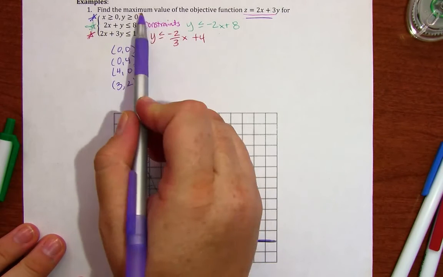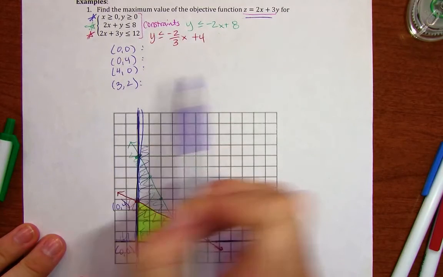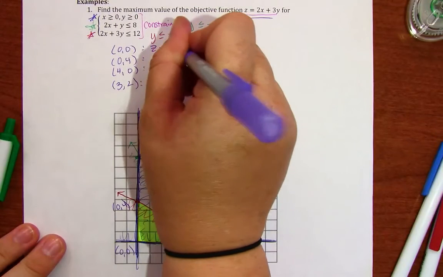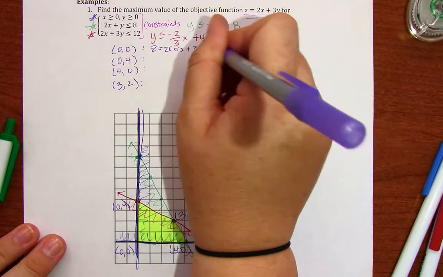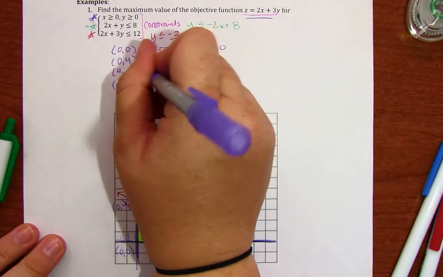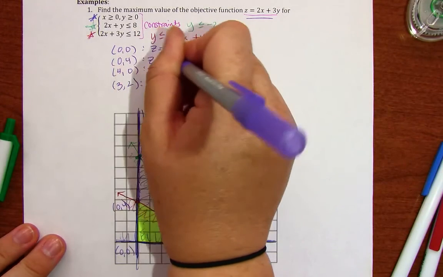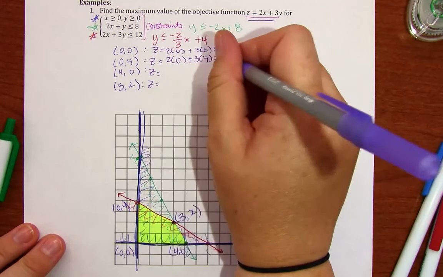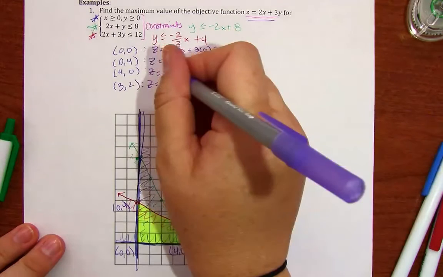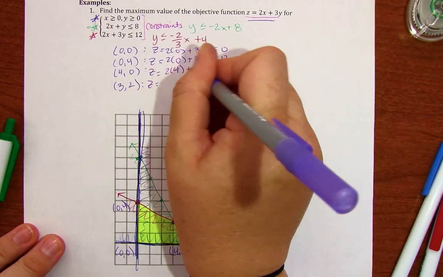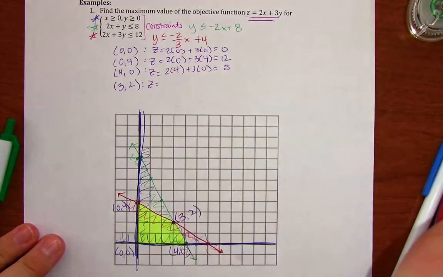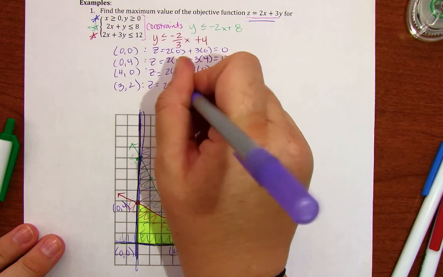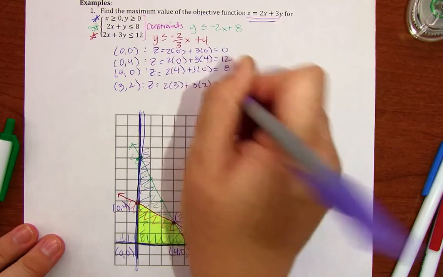Now we're looking for the maximum value. So when I plug these values in, I want to get the biggest number possible. So z is equal to 2 times 0 plus 3 times 0 equals 0. Probably not the biggest one. Two times 0 is 0, plus 3 times 4 is 12. So that's at least bigger. 2 times 4 plus 3 times 0, that gives us 8. So that's not our maximum. Right now 12 is our maximum. And let's see, 2 times 3 plus 3 times 2, that also gives us 12.